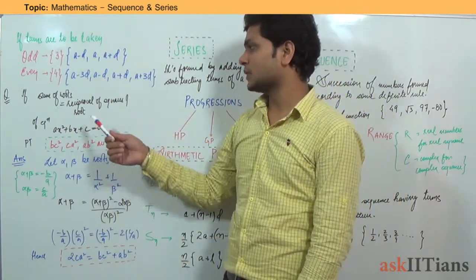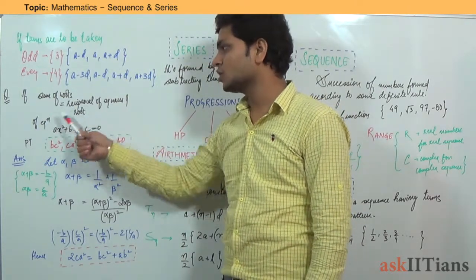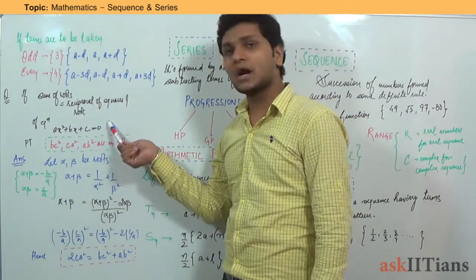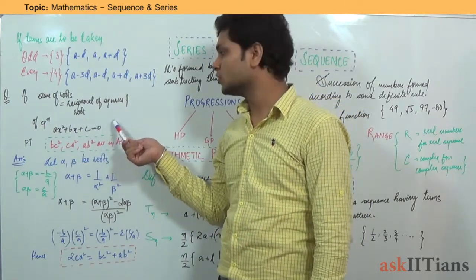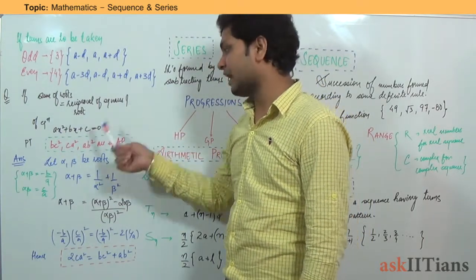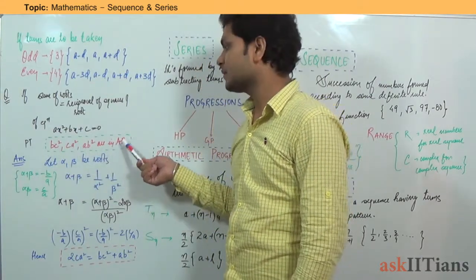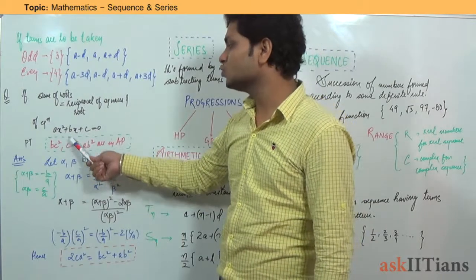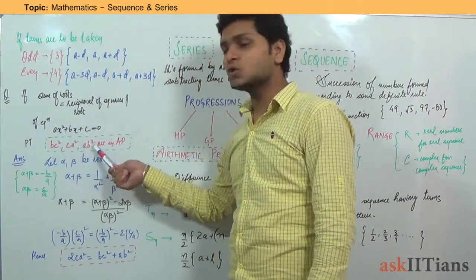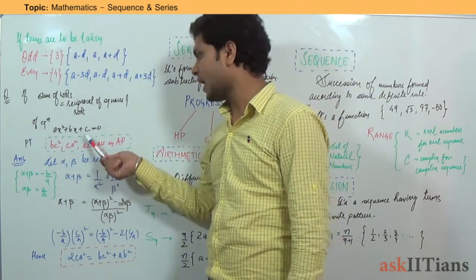In this question, it says the sum of the roots is equal to the sum of the reciprocals of the squares of the roots of the equation ax square plus bx plus c. As we can see, this is a quadratic equation, so it is going to have two real roots. And given this condition, we have to prove that BC square, CA square, AB square are in AP. Which means we will prove that term 2 minus term 1 is equal to term 3 minus term 2, which also means twice of term 2 is equal to the sum of the first term and third term.